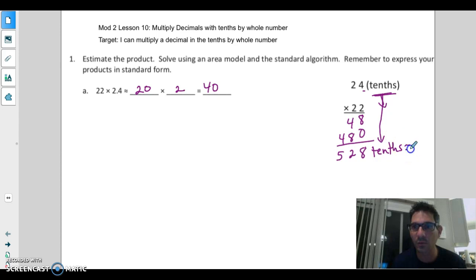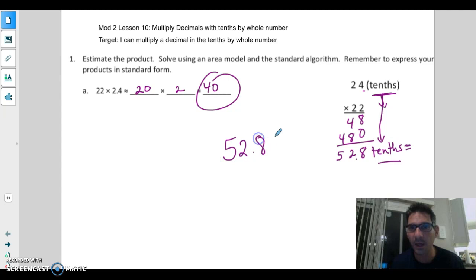Now, what does that equal? Well, our estimate was 40. Well, this isn't close, 528, but it's the tenths. So, where's the decimal point go? Right there. So it's 52.8. Makes sense? Let's go to another one.